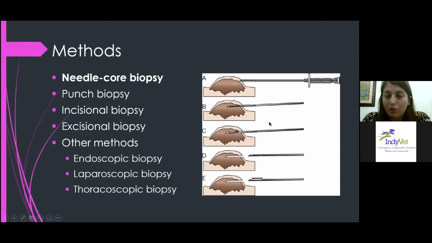And the picture here to the right kind of shows that you'll make an incision, you'll put the needle in, you'll get your sample, take it out, and you can actually go through the same incision to get multiple samples of the tumor.